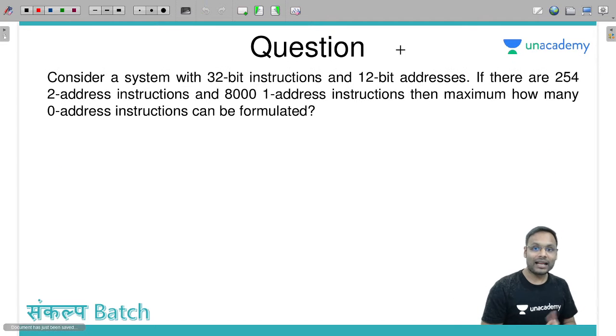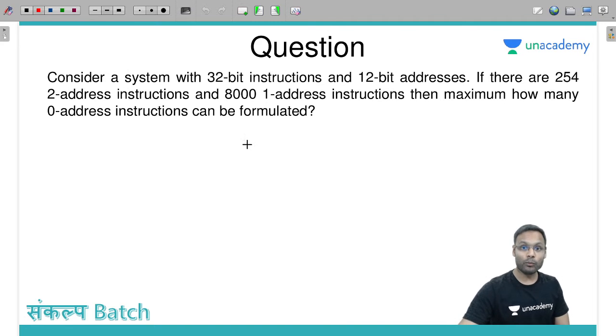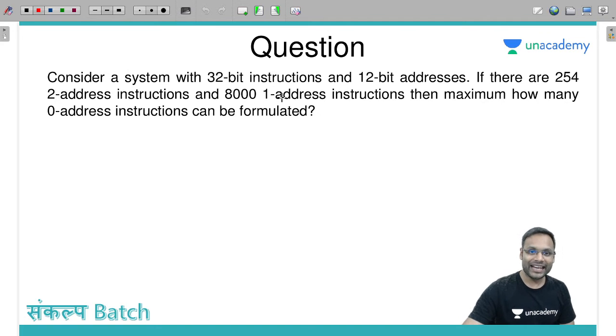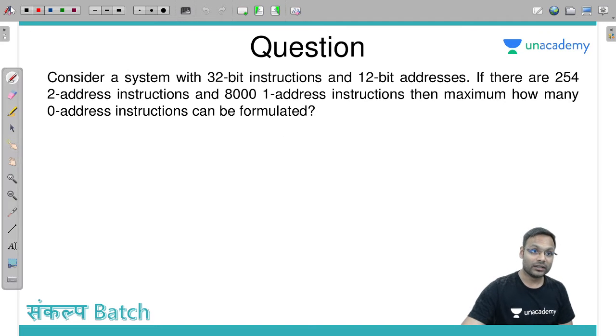Okay, fine. Another question for you now. This you will have to solve. Now you have more than 2 types of instruction supported, 3 different. Consider a system with 32-bit instruction, 12-bit addresses. If there are 254 two address instructions and 8001 address instructions, then maximum how many zero address instructions are formulated?